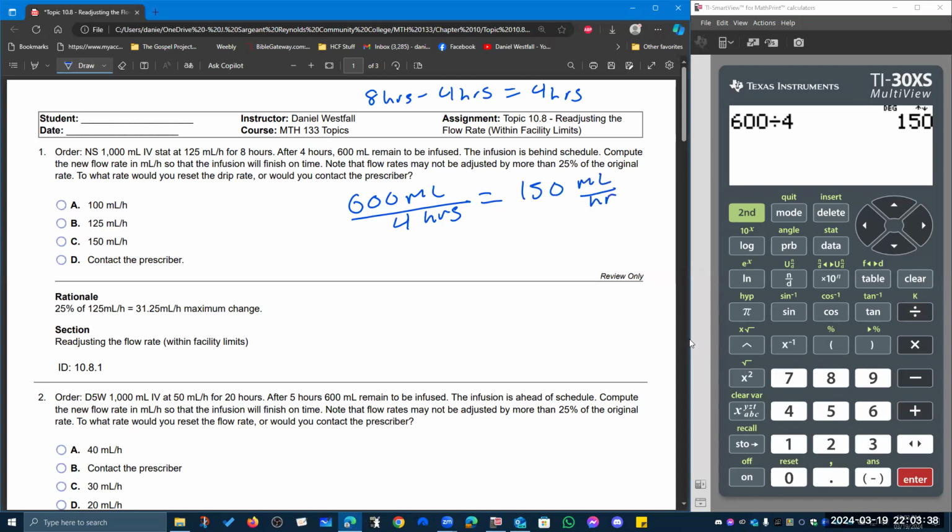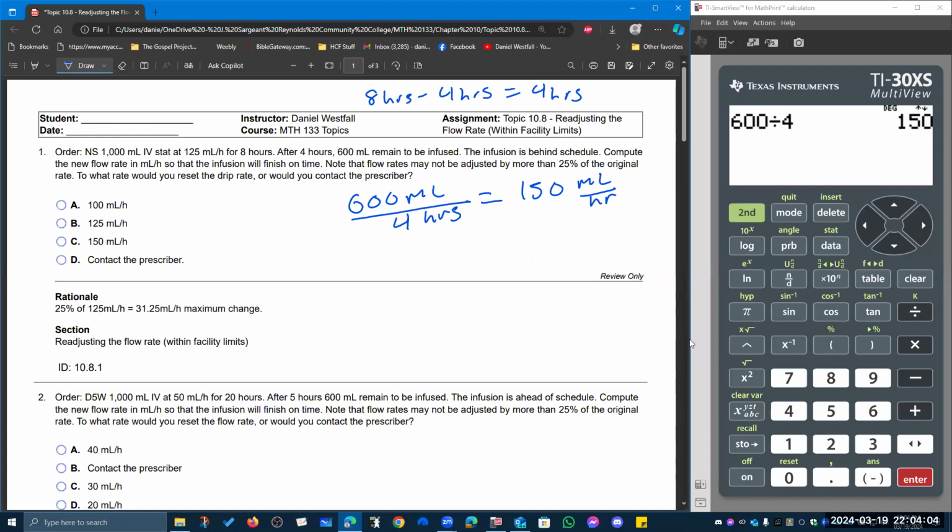Let's look at how much of a change that was. The infusion is behind schedule, so compute the new flow rate. There it is, 150 milliliters per hour so that the infusion finishes on time. Note that the flow rate may not be adjusted by more than 25% of the original rate.